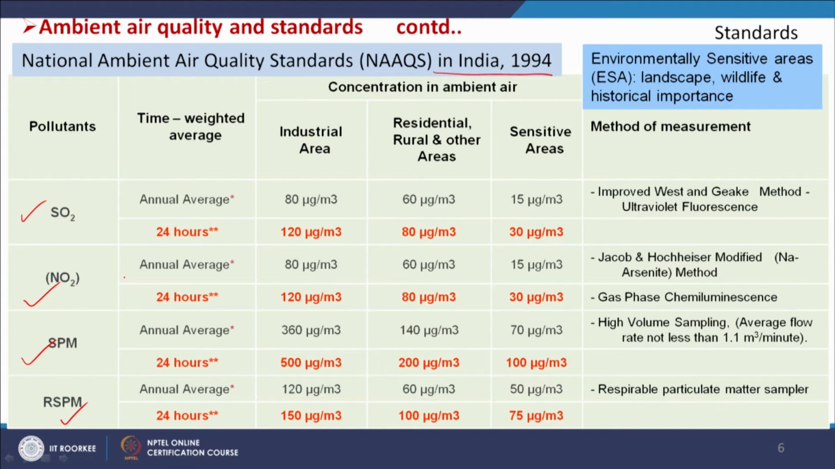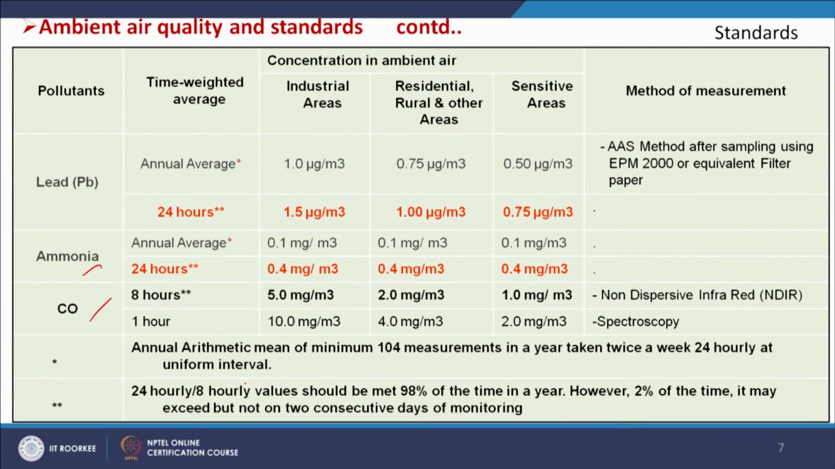Here we will see there are annual averages and 24-hour averages for SOx, for NOx also, for SPM also, for RSPM also, but for carbon monoxide 8-hour and 1-hour averages are also there. This annual average means we are living in our environment throughout the year. So, the pollutant concentration should be very low, because we are exposed throughout the year.